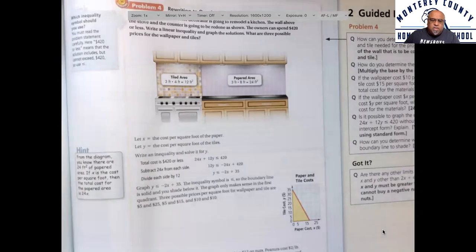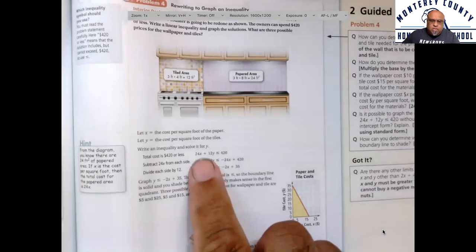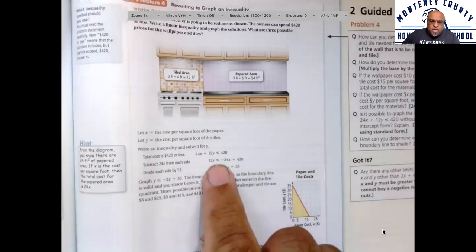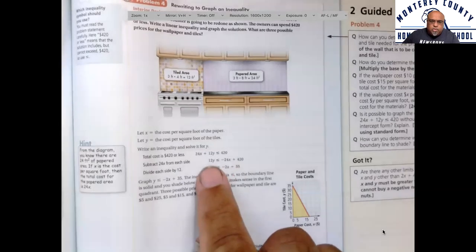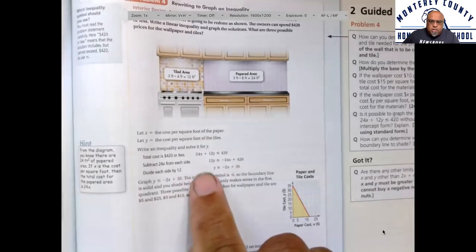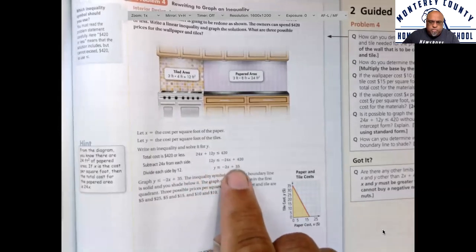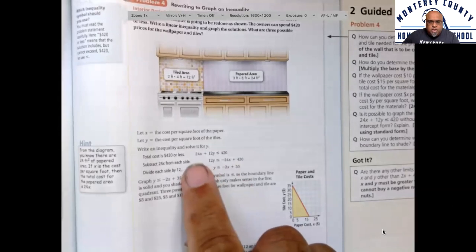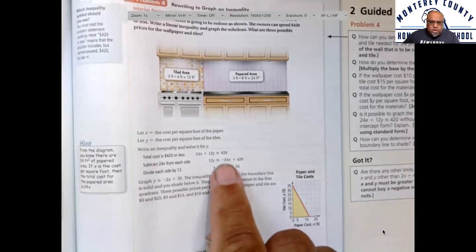Okay, so that kind of gives us a range. Then we want to subtract 24x from both sides so that we can get the y isolated and get it into slope-intercept form. However, the y is not totally isolated, so we have to divide both sides by 12, and we end up with y is equal to negative 2x plus 35. Now remember, it's negative because we subtracted 24x from both sides. From this side you get 0x, and from this side you get minus 24x, which ends up being negative 24x.